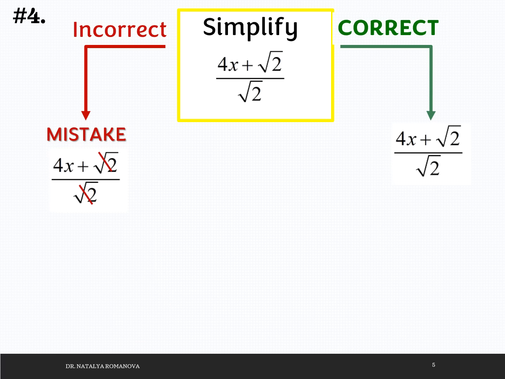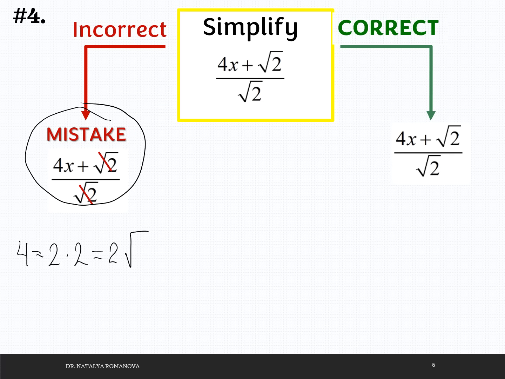Next example, we have to simplify (4x plus square root of 2) divided by square root of 2. The left column is a mistake. We cannot simplify like that. And I would like to remind you, what is 4? 4 we can write as 2 times 2. What is 2? 2 we can write as square root of 4, and square root of 4 we can write as square root of 2 times square root of 2.